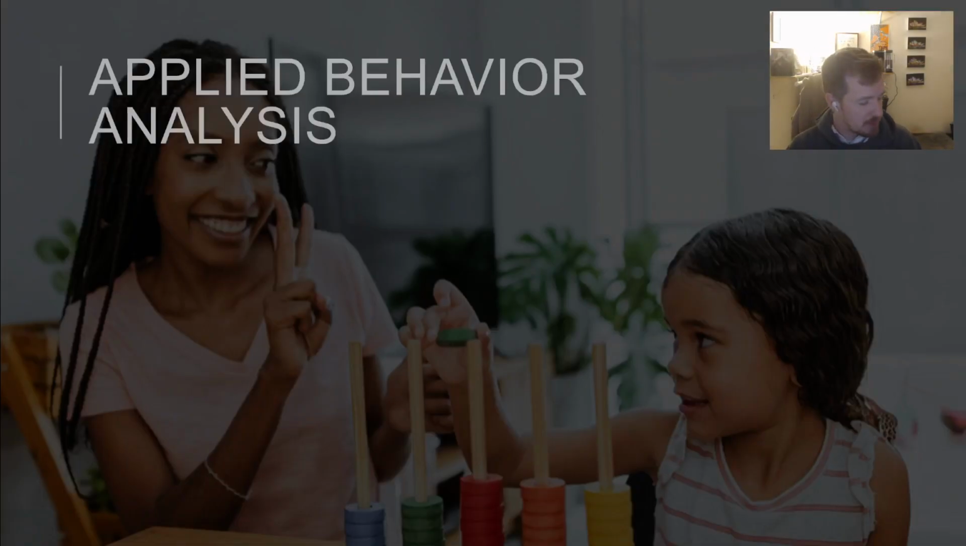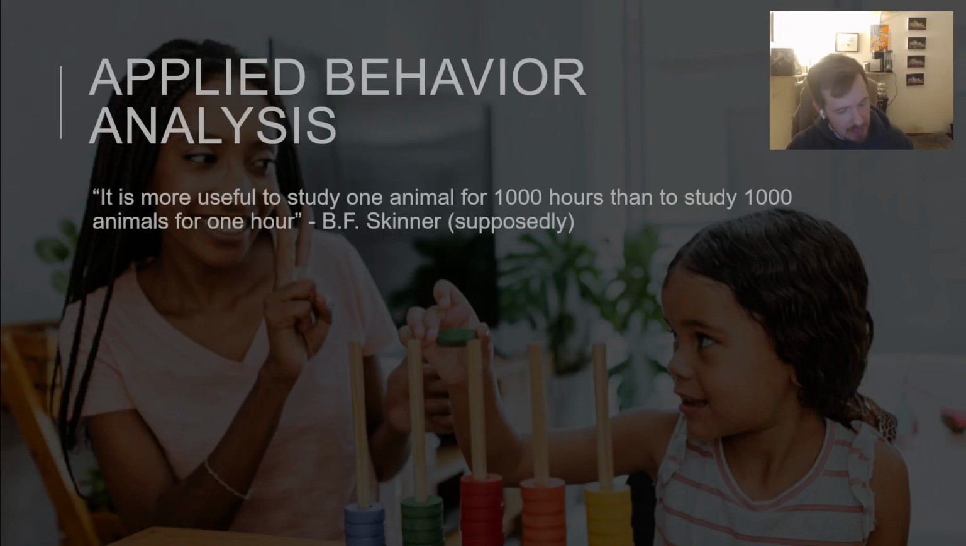So to give you an example of this, applied behavior analysis is a field some of you probably know really well. Some of you may even already know that when you graduate, you want to get a degree in applied behavior analysis, or a job in applied behavior analysis. But B.F. Skinner, if you don't know B.F. Skinner, is considered probably the most influential psychologist of all time, maybe second to Sigmund Freud, but it really depends on who you're asking. He has this quote that I love, and he supposedly said it. I don't think it was actually in a book, so it could be apocryphal. But the quote is, "It is more useful to study one animal for 1,000 hours than to study 1,000 animals for 1 hour."